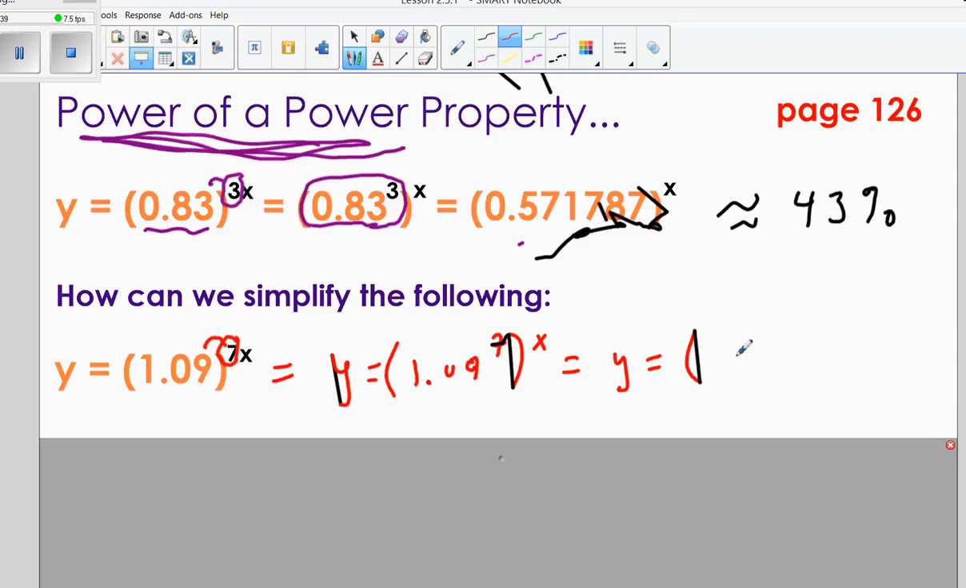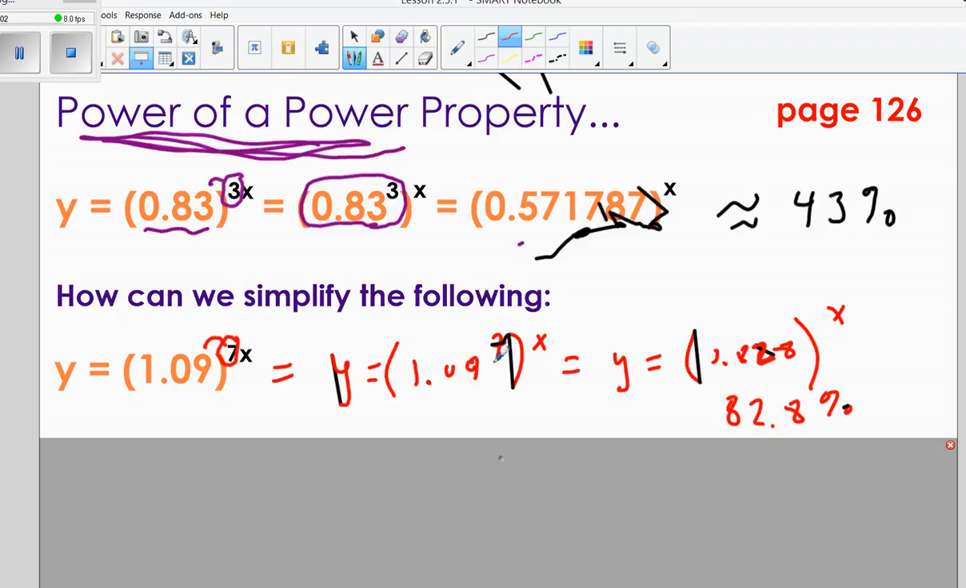You should get the b value: 1.09 raised to the 7th power is 1.828. Oh my goodness, this is awful. That looks like an 8, but that's a 2. 1.828 raised to the x power. So really, it's still a growth, but it's actually a growth of 82.8%. So it's a much greater growth than 9%.